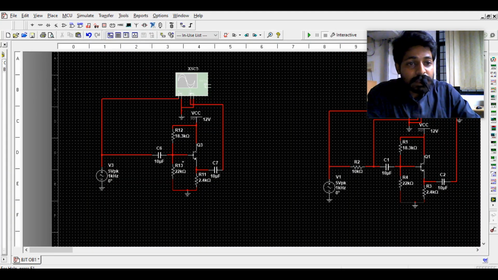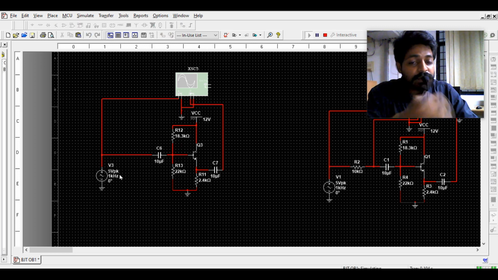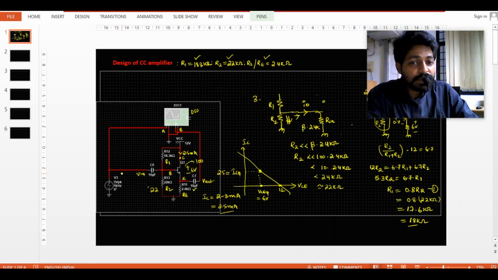So this is the circuit as it is. I have it here in Multisim. Let me run it. The input is given around 5 volts.